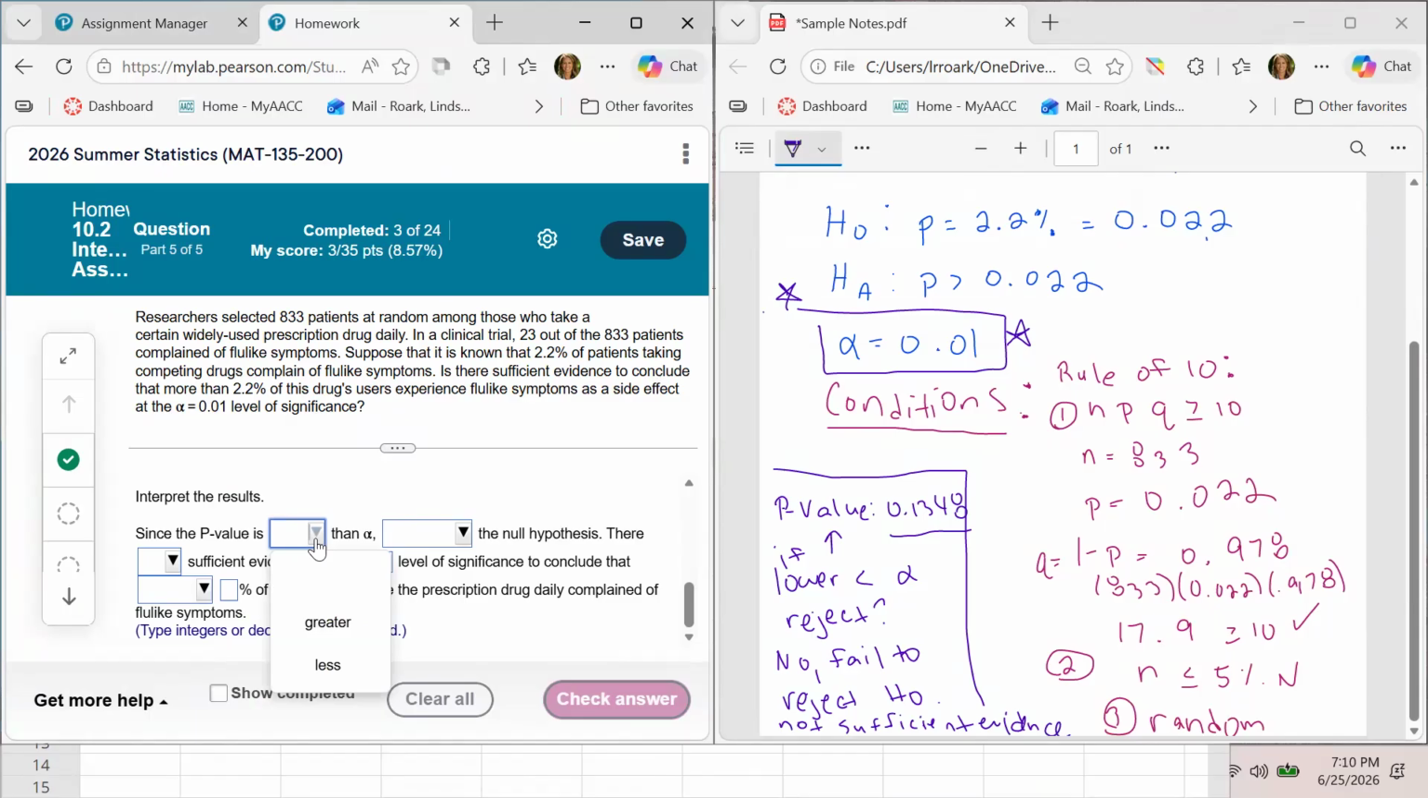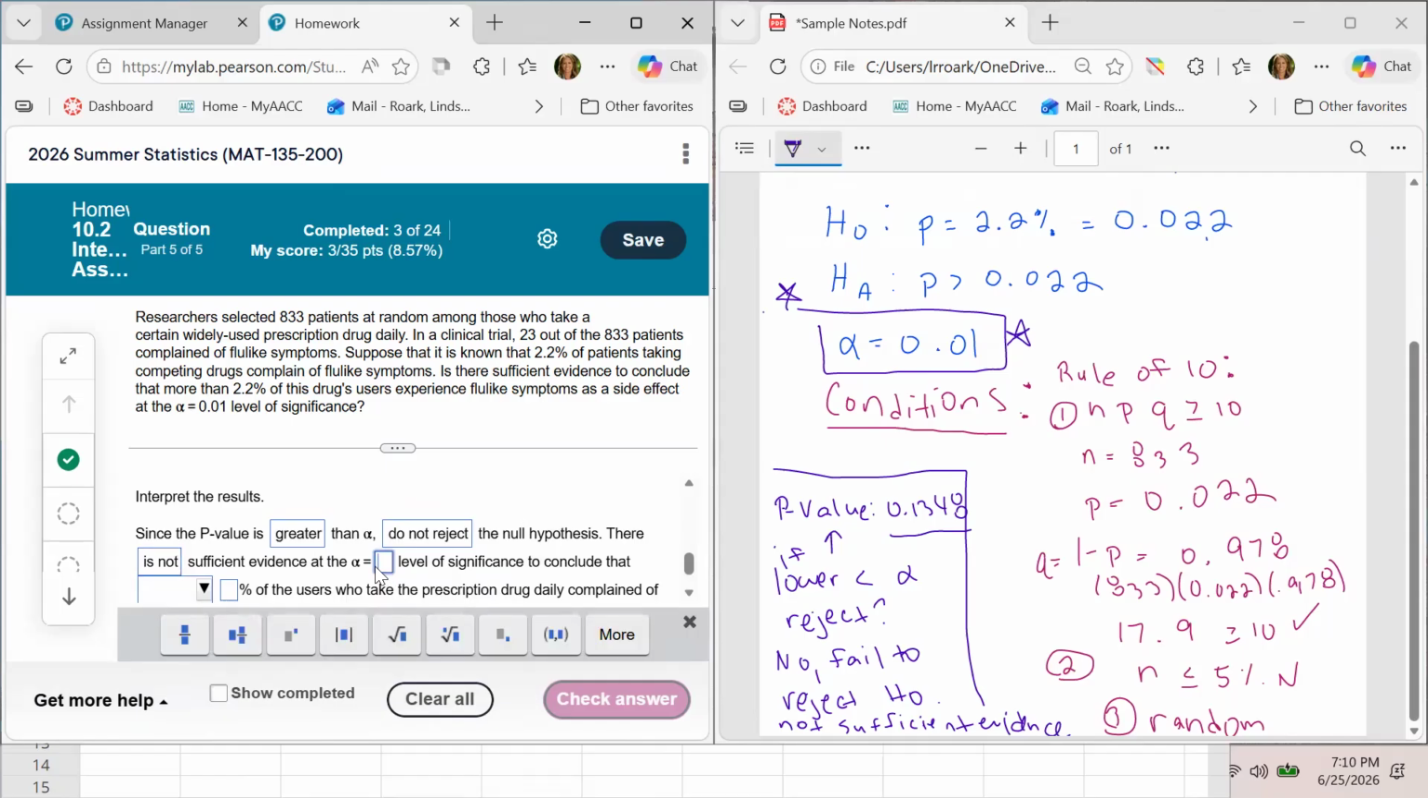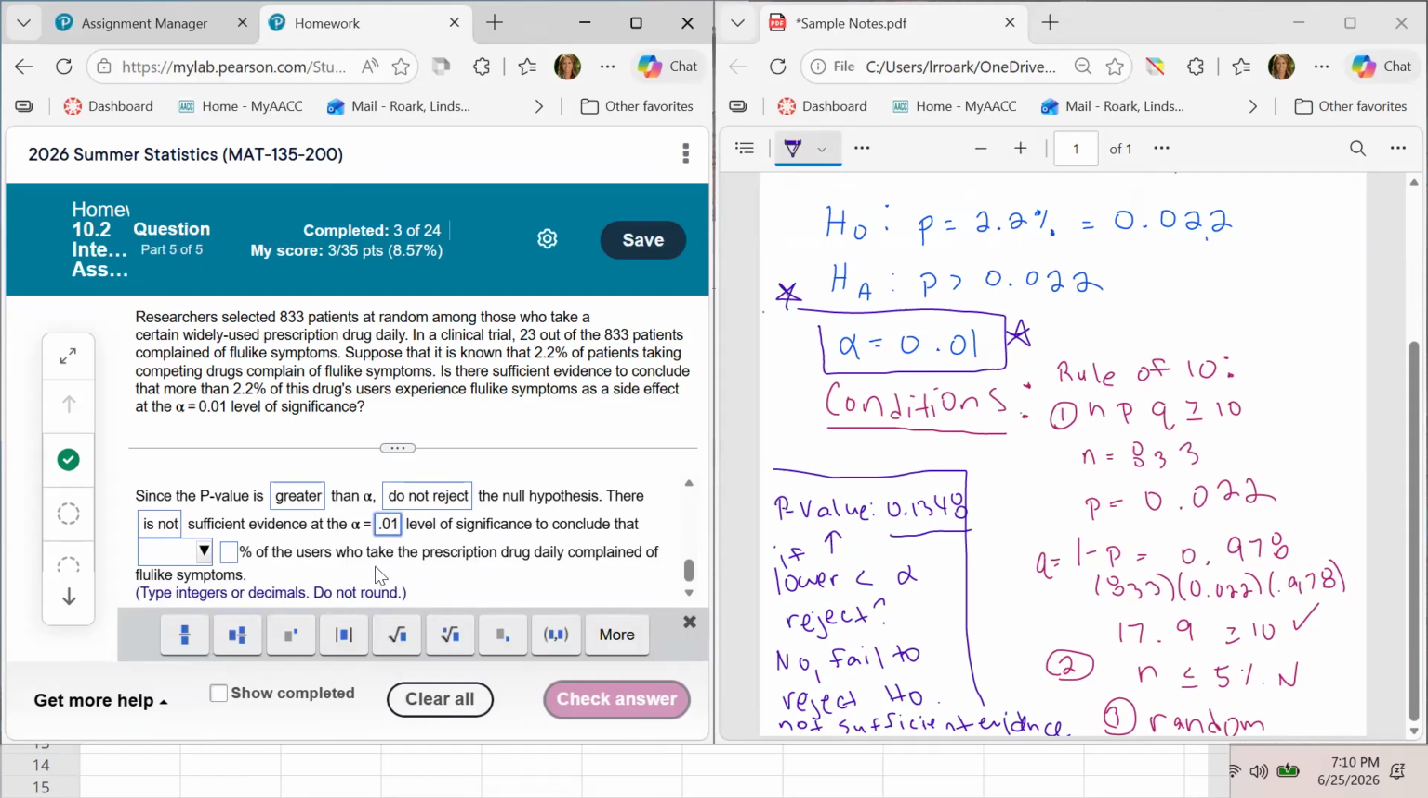Okay, so it says, since the p-value is, okay, is the p low? No, p is not low. 0.1348 is not low. So it's greater than alpha. So that means we do not reject the null hypothesis because if the P is low, we reject the H0. It's not low, so we do not reject the H0. Okay, and that means there is not sufficient evidence at the alpha equals 0.01 level of significance to conclude that more than 2.2% of the users who take the prescription drug daily complain of flu-like symptoms.